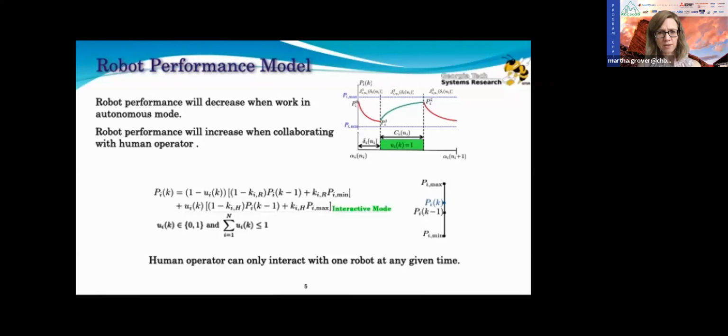And then this decision variable u here assumes only two values, either 0 or 1. When u equals 0, that means the robot is working in autonomous mode. When u equals 1, that means the robot is interacting with the human. And then for each robot, there is a minimum performance modeled by P min, and a maximum performance modeled by P max. This mathematical model guarantees that the performance will not be bigger than P max or smaller than P min for each robot.